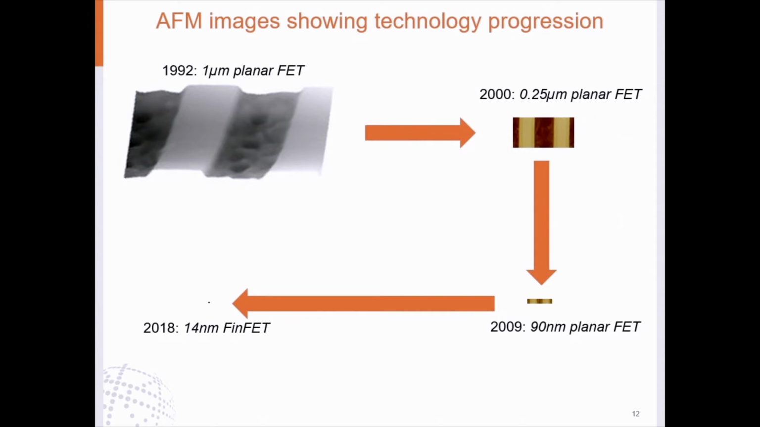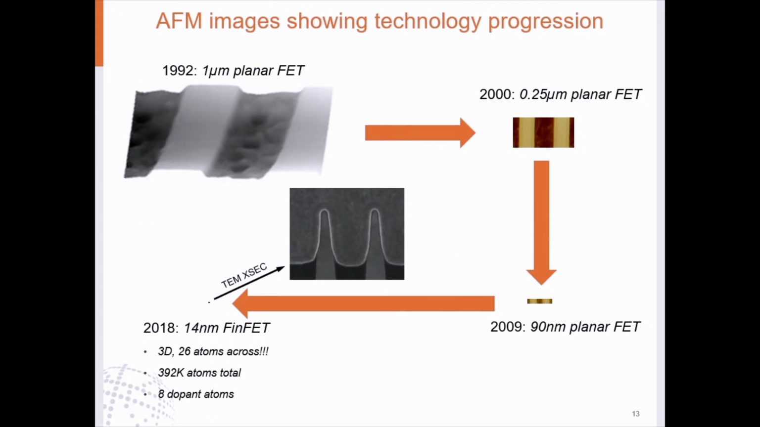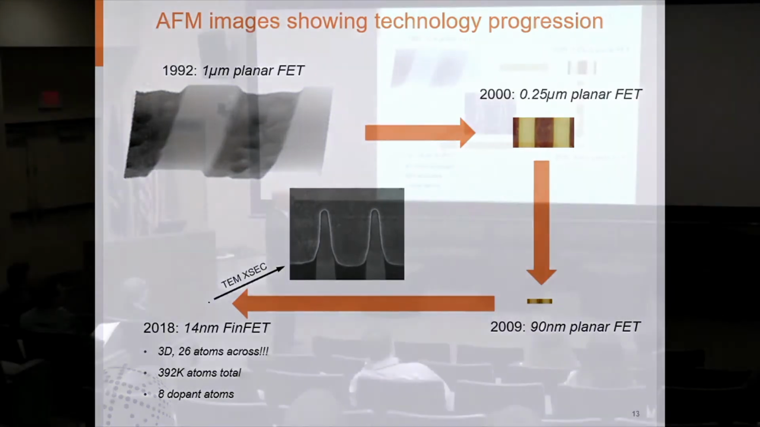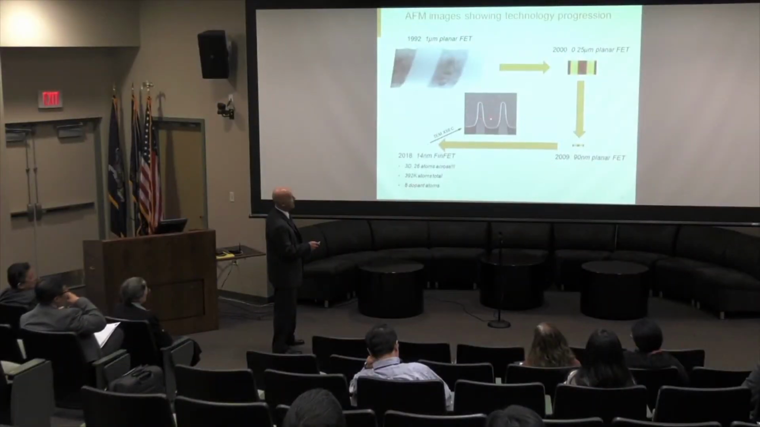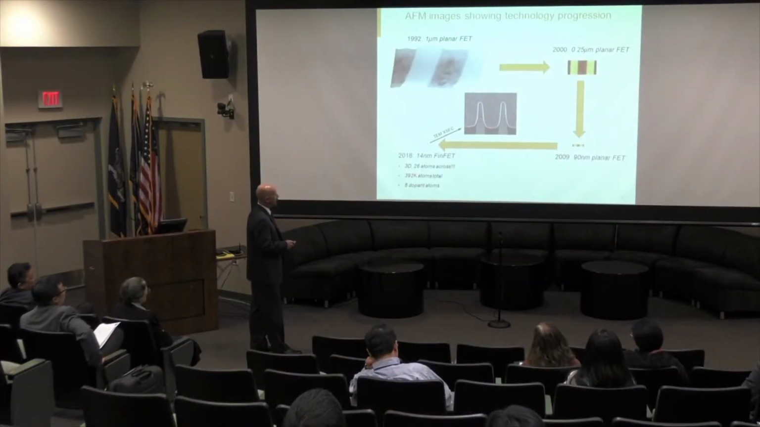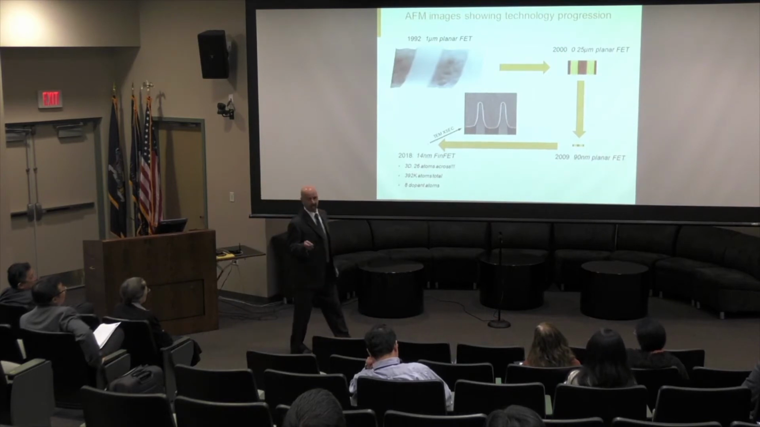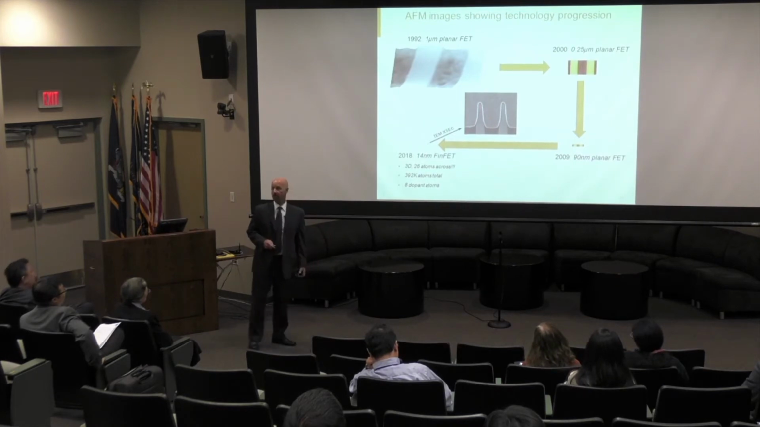2018, 14 nanometer FinFET. This is a TEM cross-section of the FinFET, and this is what we're talking about here. 14 nanometer FinFET, it's a three-dimensional device now, so this is the actual fin right here, and this is the gate area. Using the lattice constant for silicon, 5.43 angstroms, this device is only 26 atoms across.